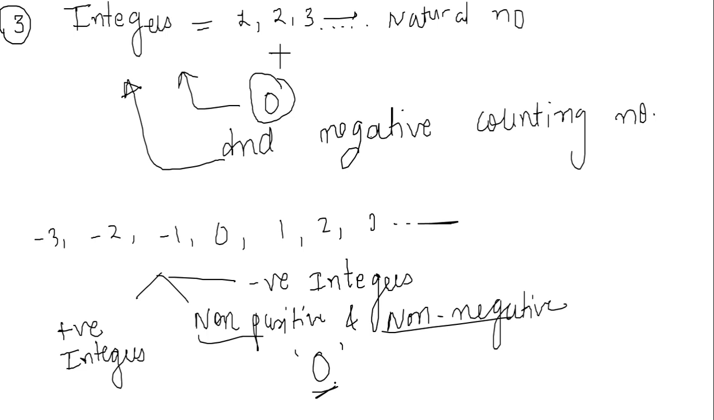So basically, integers can be categorized into three different types. One is positive integers, that is all the counting numbers which are positive. The negative integers are the second type, meaning all the counting numbers which are negative. And the third type is non-positive and non-negative, and 0 is the perfect example for this. 0 is the only non-positive and non-negative integer.